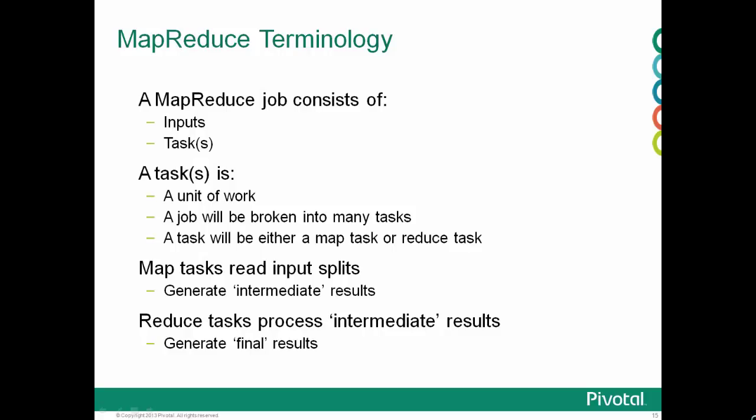Map tasks read input splits, or blocks of data, and from the input data generate what is referred to as intermediate results. Those intermediate results are then passed to a reduce task or reduce tasks as may be, and those reduce tasks generate final results, or basically aggregate the data from those intermediate results.